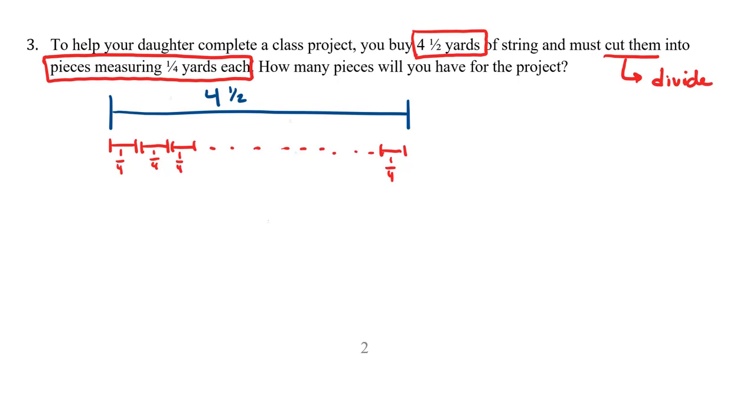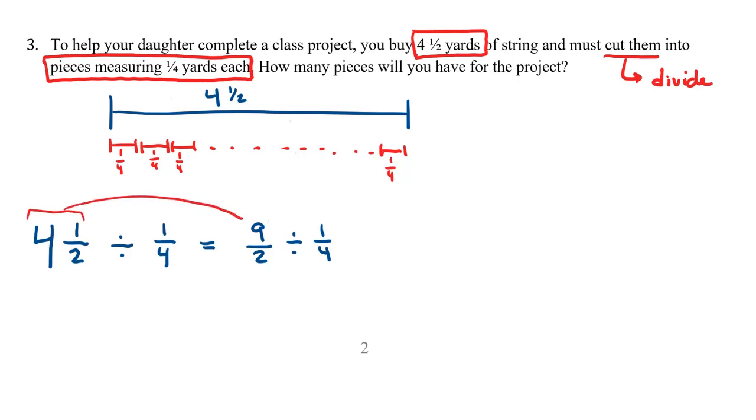Okay, so like I said, we're going to want to divide that one big thing, which is 4.5, by 1/4, or basically how many 1/4s divide into the number 4.5. So I'm going to go ahead and change that 4.5 to a fraction. 2 times 4 is 8, plus 1 is 9, so that's 9/2 divided by 1/4. Anytime we're multiplying or dividing with a mixed number, you want to take that mixed number and convert it to a fraction.